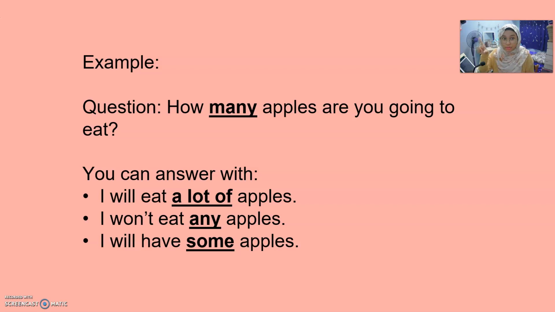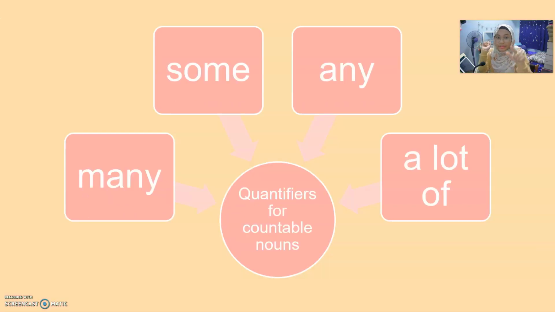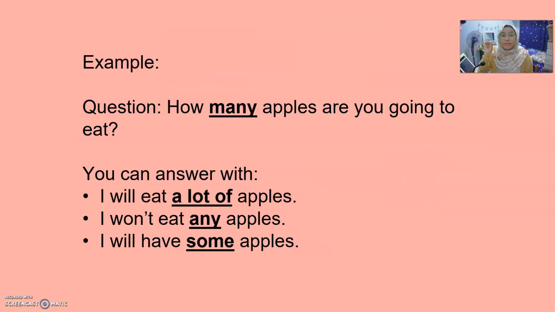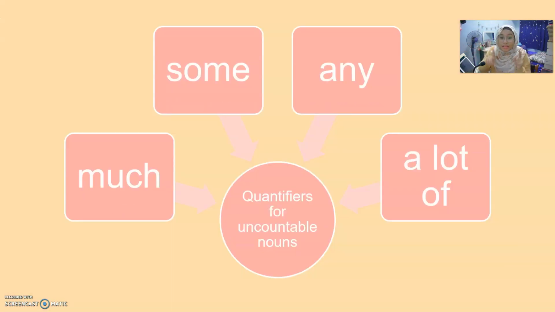So let's go back to the previous slide. Many, some, any, and a lot of. You can use all four of these words when you're talking about countable nouns, nouns that you can count. So how many apples are you going to eat? How many bananas are you going to eat? Now for uncountable nouns: much, some, any, and a lot of. Let's go to the examples.